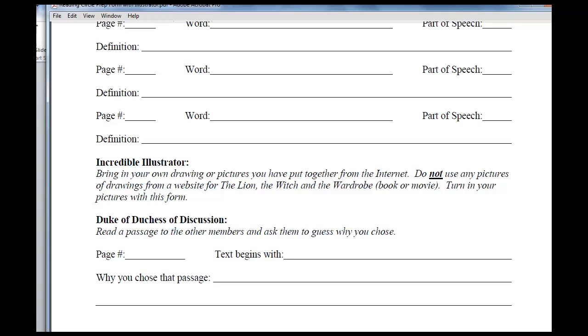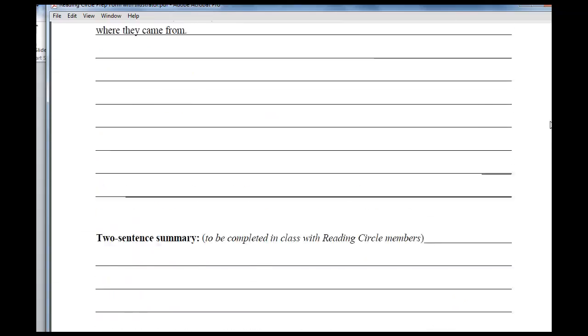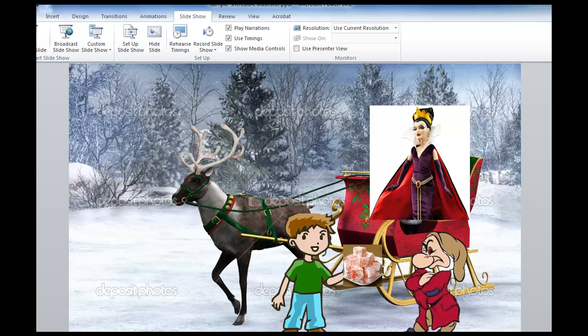Your teacher will even let you use pictures that you find on the internet, but you cannot use any that's from a website already designed for the book or from the movie. Be very careful if you use something from the internet. As you can see from the handout, the instructions say to bring in your drawing or pictures you have put together, and that you will turn it in with this form. Notice that so far, the illustrator has not filled anything else in except for the summary. Here's a picture that the illustrator of this group did. Notice that it's taken from the internet, but there are many different kinds of characters there.